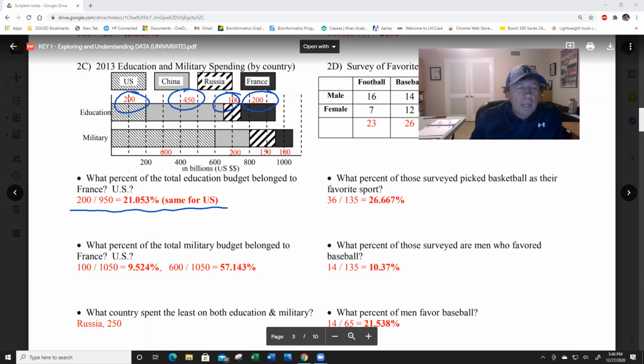Okay. And then the second one, what percentage of the total military budget belong to France or the US military? Wow. So the US, that's a massive amount of military spending. It's 57% of those 4 particular countries. Okay. And then the next one, what country spent the least on both education and the military? And that would be Russia. You can see that right there.